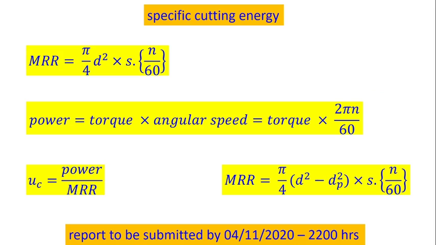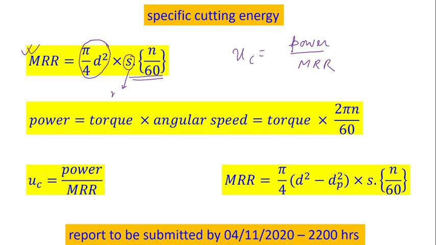Now, how do you calculate specific cutting energy? Specific cutting energy is calculated as power divided by material removal rate. So first we will try to determine the material removal rate. Material removal rate is pi by 4 d square into feed rate, not feed. This is feed, in millimeter per revolution, multiplied by n by 60, which is RPS, rotations per second. So that will give you the whole thing in millimeter cube per second.